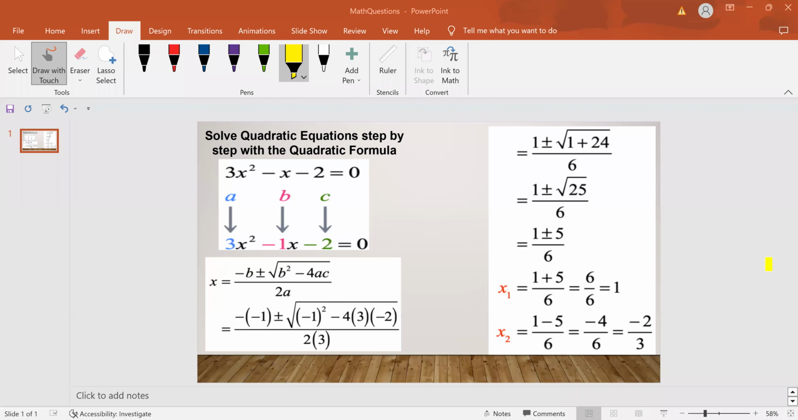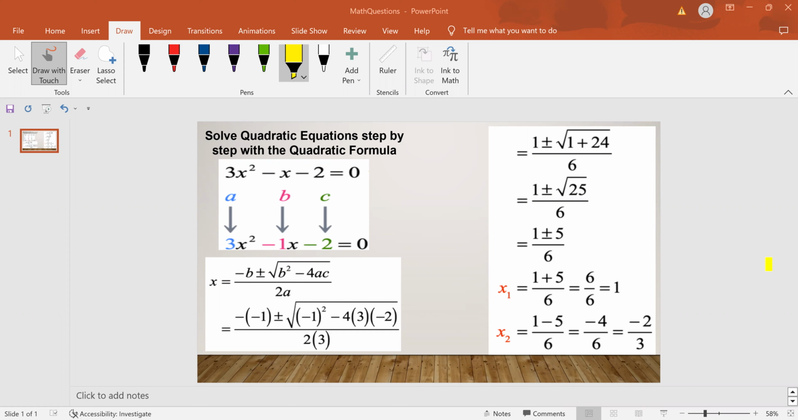Solve a quadratic equation step by step with the quadratic formula. Welcome to this video. In the previous video, I did a similar question and I promised to come back to this topic, because it's very important to know how to use the quadratic formula.